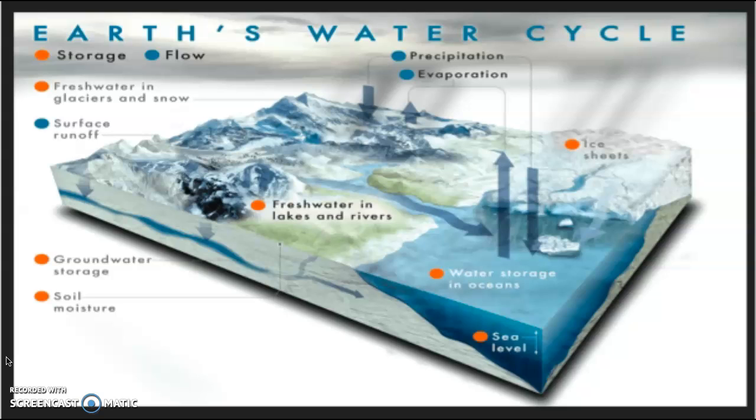And why do we care about the water cycle? We care about the water cycle because it's necessary for all living things. There's water in the soil, there's water in our atmosphere, water in our oceans, and it's so important because every living thing thrives off of water.